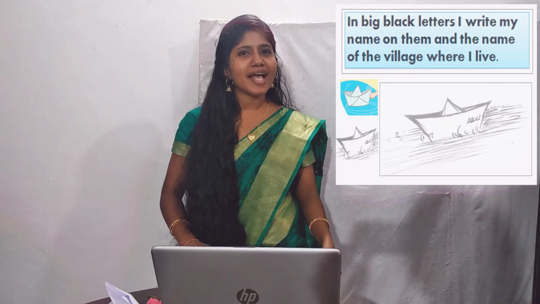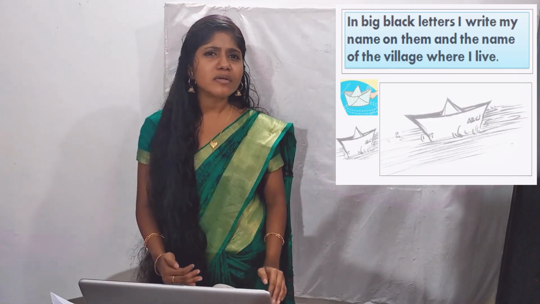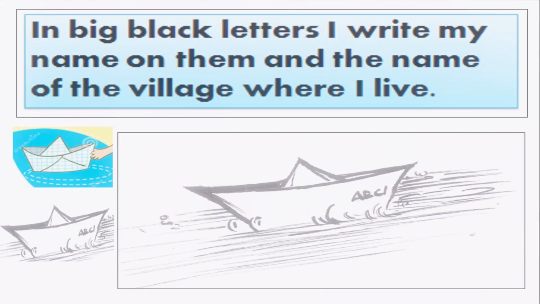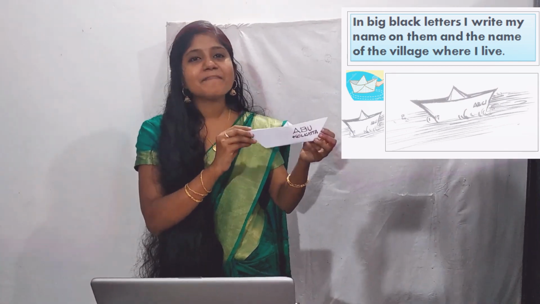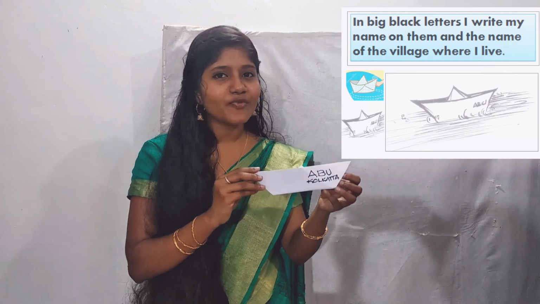Which line tells you that the boy wrote his name in black letters? Did he write his name only, or something else? Just read the line. In big black letters, I wrote my name. In big black letters, I wrote my name and the name of the village where I live.